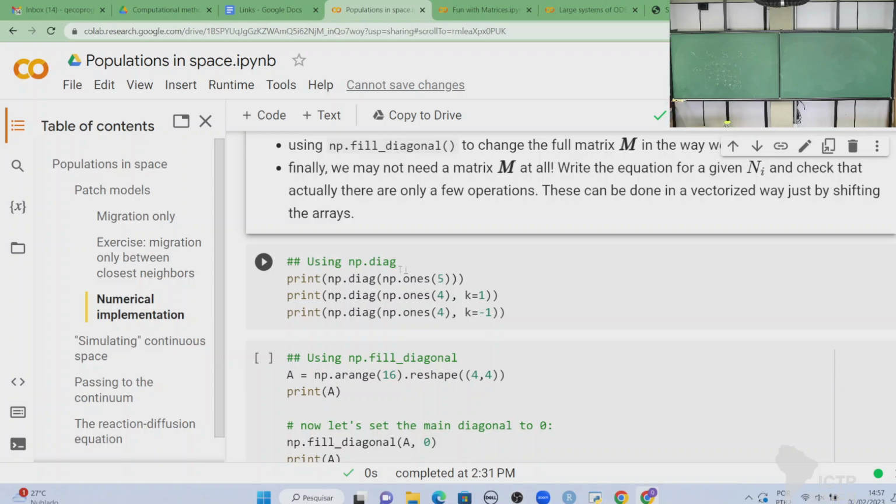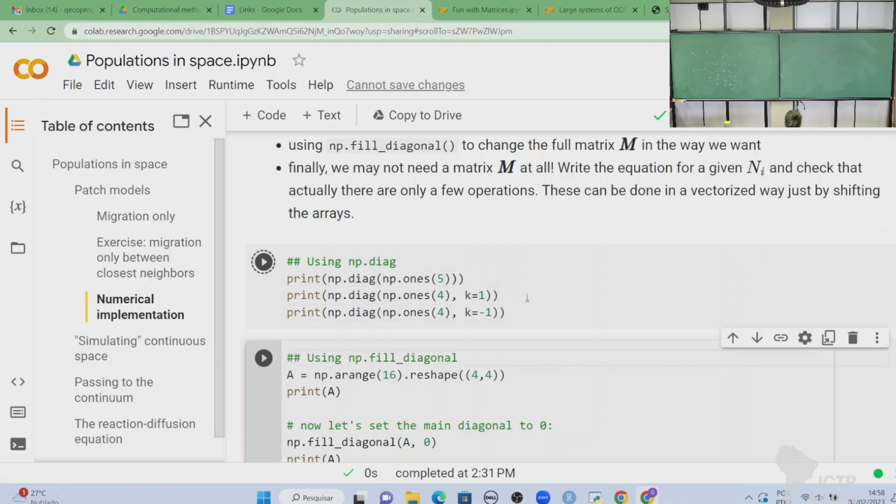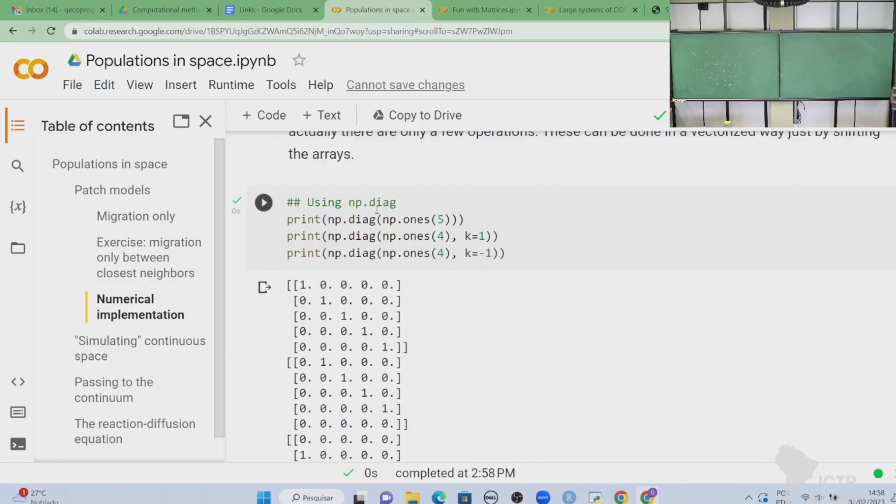So there's another function called diag, okay? Only diag, right? And how does it work, right? So let me show you a few examples here. So when you call diag with an array, right? The default thing is to build a diagonal matrix, okay? What is a diagonal matrix? A matrix that only has the main diagonal filled in, okay?